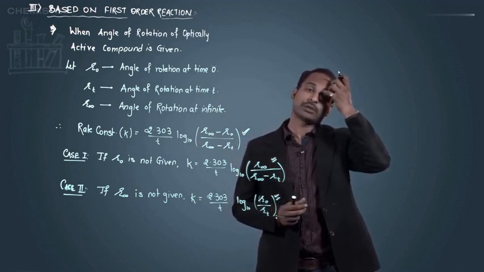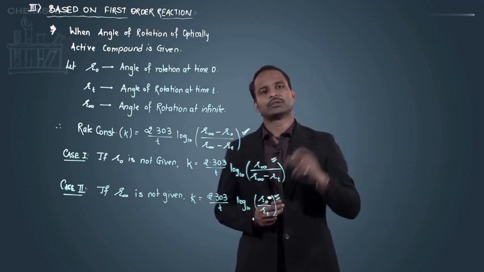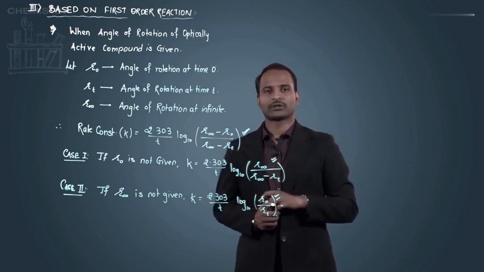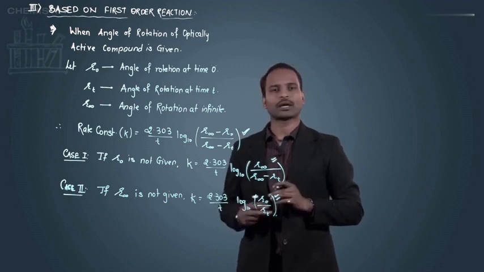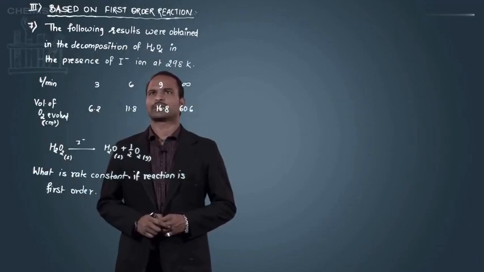If in a numerical or question the volume of reagent is given, then we will use the volume formula for K. If the pressure of the reactant or the total pressure is given, then we will use the total pressure formula, and if the angle of rotation is given, then we will use this formula. The reaction based on the volume.